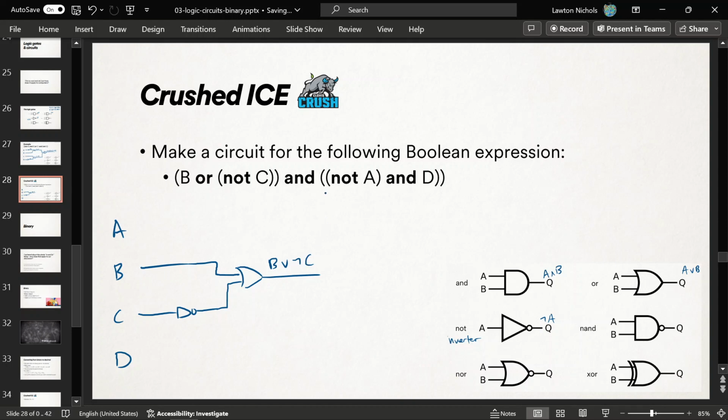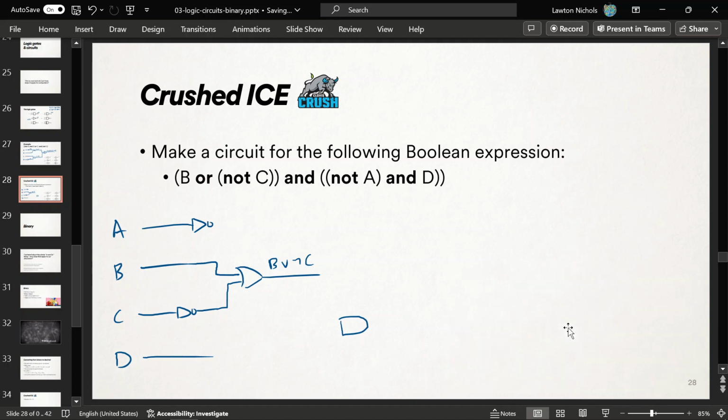Okay? And then, all right, I need not A and with D. So I need to negate the A, with the NOT gate, or an inverter. And I need to use an AND gate to AND it together with whatever D was. So let's bring it down here maybe, AND it together. And then I've run out of room, so I'll delete this now. Whee! Bring it over here. There's my AND gate.